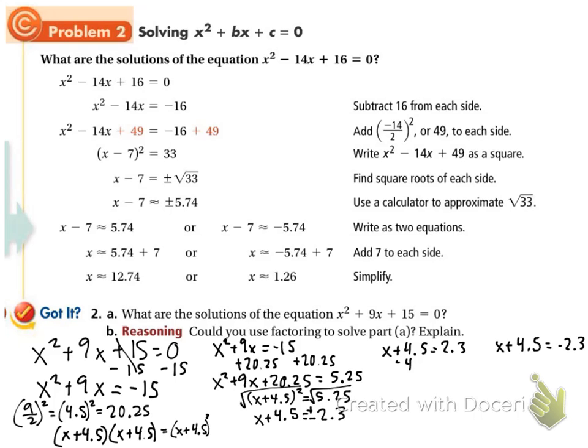So I'm going to subtract 4.5 from both sides, and I get that x is equal to negative 2.2. So there's one of my solutions. And if I subtract 4.5 in the other equation, we get that x is equal to negative 6.8. And there are my two solutions. Okay, I realize it's quite a long process. I'd suggest watching this a couple times, at least this specific problem, so that you feel confident with it.